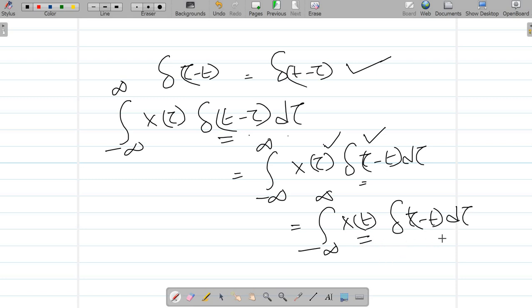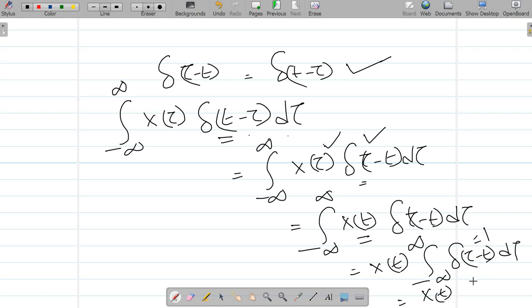Now this x of t is a constant because the entire integration is with respect to tau, not with respect to t. So I can take this out of the integral, and what I get is the integral of delta of tau minus t, which will become equal to 1. So what I finally end up getting is x of t. So this expression is known as the convolution integral.